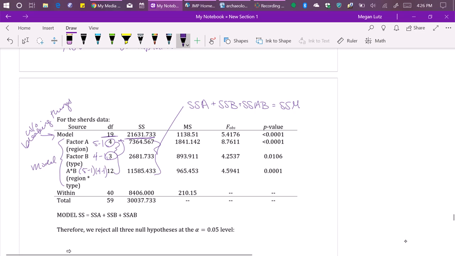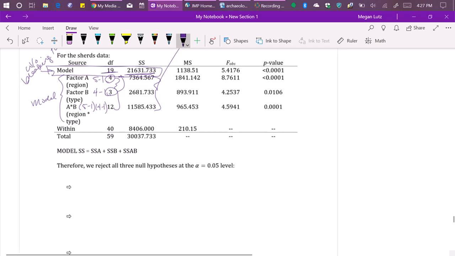And we can see that. So the 7,300, the 2,600, and the 11,000 sum up to the model sums of squares. So if we were to add everything in this column, 21,000, 7,300, 2,600, 11,000, 8,400, that would give us way more than the 30,000 sums of squares that we have for total. So remember, model is between everything without having broken everything apart. So we can say model, within, and total, or we can say factor A, factor B, A-B interaction, within, and total.